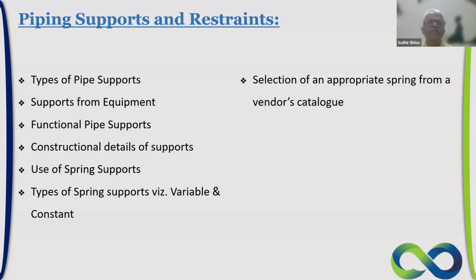Then use of spring supports, which are other than the rigid ones. So far, we talked about rigid supports. Now these are the flexible supports like spring supports, and then understanding the different types of spring supports and the selection of the springs from the vendor catalog, which is an important part. Although the software also finds it out, we must know and we must be able to play with the selection of the springs from our understanding of the vendors' offers that we have.